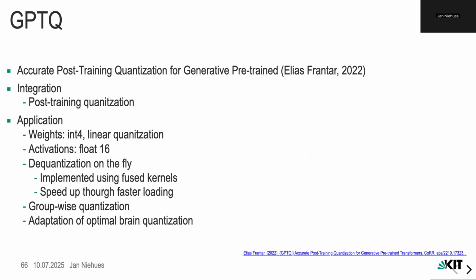You also do group-wise quantization, or block-wise, as we have seen, and it's using an adapted version of the optimal brain quantization that we discussed, where you always try to find the more optimal rounding instead of always rounding to the next value.